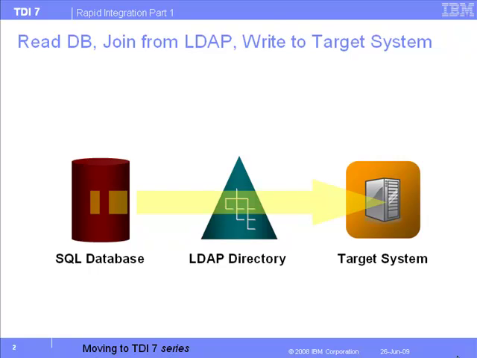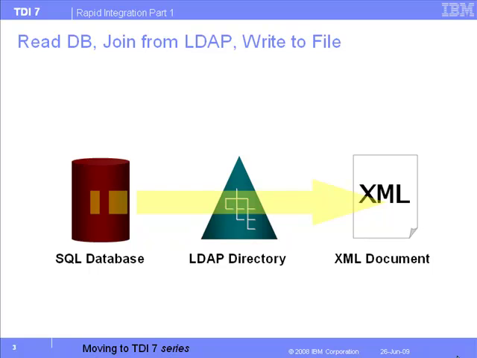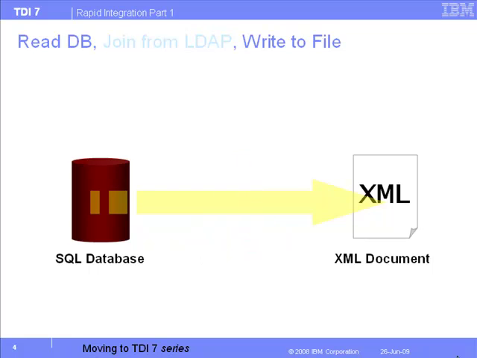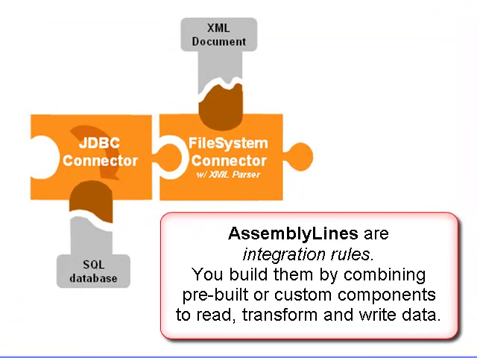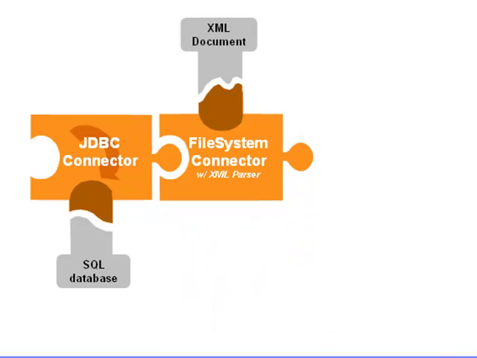Now, a key approach in using TDI is to simplify a problem, and we're going to simplify ours by replacing the target system with an XML file. And in this video, we're also going to simplify further by not doing the join. This means I'll be creating one integration rule called an assembly line in TDI, which is made up of two connectors. First, a JDBC connector to read information out of my database, and a file system to create my file. Since the file system connector works with byte streams, I'm also going to use an XML parser to format that.